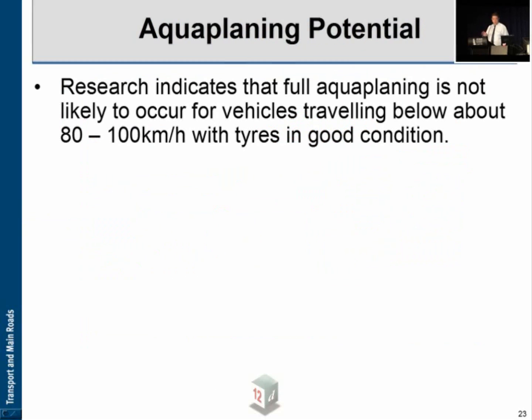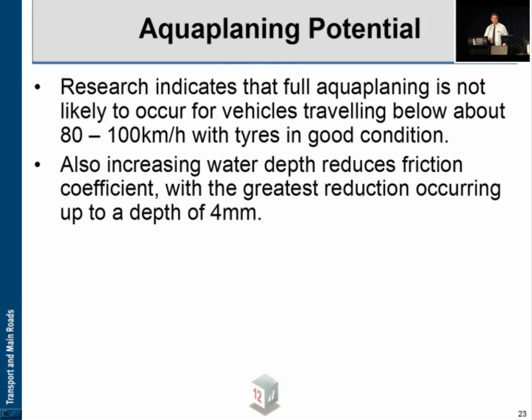So just quickly now on aquaplaning potential, because I'm running out of time and CatchSim's going to chase me around the floor. Research indicates that full aquaplaning is not likely to occur for vehicles travelling at or below 80 to 100 kilometres an hour, provided the tyres are in good condition. Increasing water depth reduces the friction coefficient, with the greatest reduction occurring up to 4 millimetres. After that, the rate of reduction drops right off.